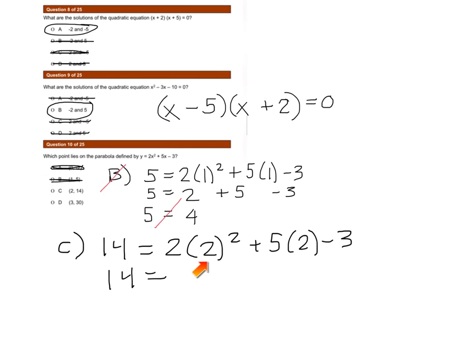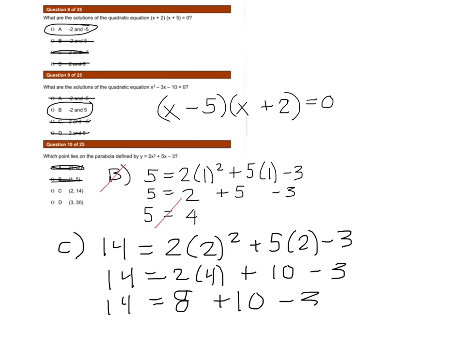Well, 2 squared is 4, so I get 2 times 4. And 5 times 2 is 10, and we still have minus 3. 2 times 4 is 8. 8 plus 10 minus 3, well, 8 plus 10 is 18, minus 3 is 15. And I ran out of room, but we get 14 equals 15, and that's obviously wrong. So C is not the answer, and that means D has to be the answer, which it is.